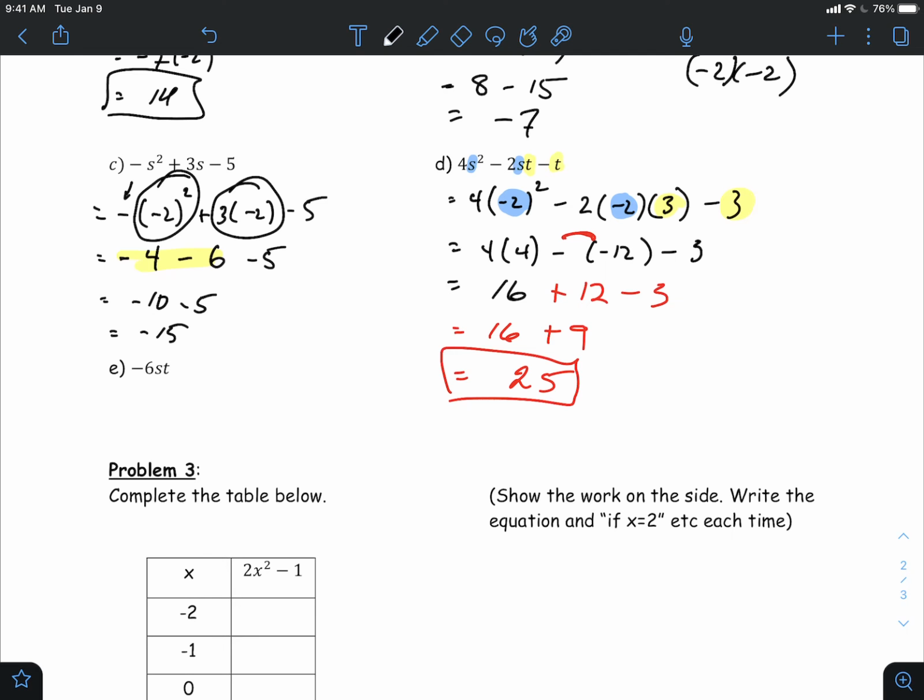Okay. So, one more. Negative 6 times S, negative 2, times T is 3. Negative 6 times negative 2, that'll be the first little bit. We could do positive 12, sorry. 12 times 3, which will be 36. 36. Okay.